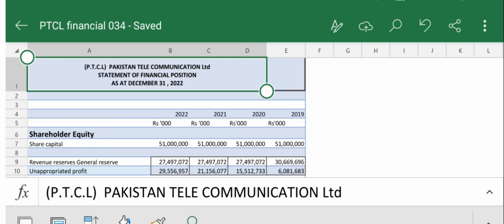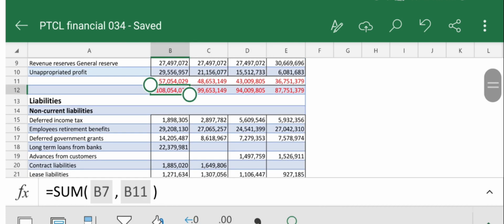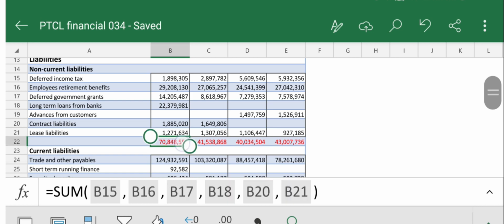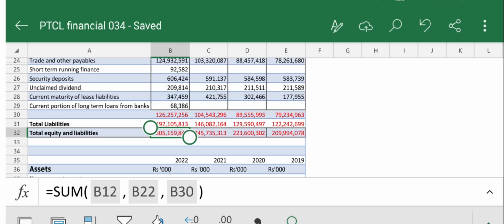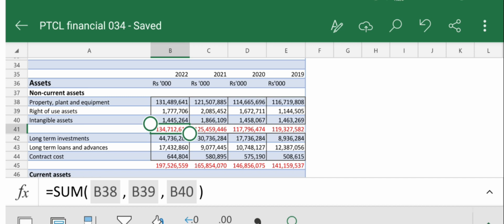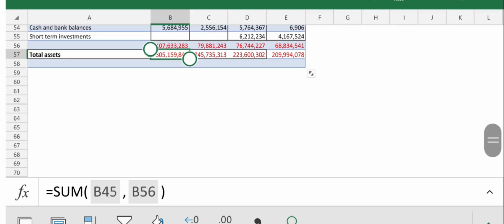After reviewing the income statement, we have the balance sheet, or statement of financial position, of 4 years. Firstly, we have shareholder equity, then share capital, reserves and unappropriated profit, which is here, and liabilities. Firstly, non-current liabilities, then current liabilities, then total liabilities, and total equity and liabilities are here. After equity and liabilities, we have assets, non-current assets, and then current assets. Here is the total assets.